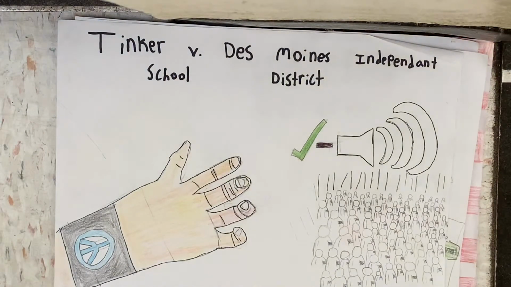Second case, Tinker v. Des Moines Independent School District, 1969. During the Vietnam War, a certain group of students from middle and high school in Des Moines, Iowa, petitioned the war by wearing black armbands to school. School administrators thought the armbands would cause a distraction to regular school schedules, so they banned the armbands days before the students started to wear them.